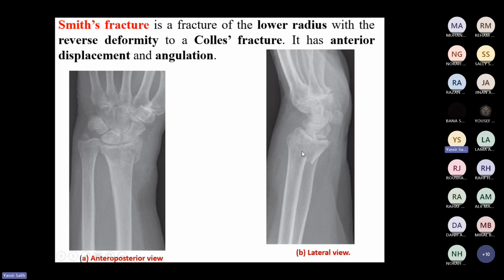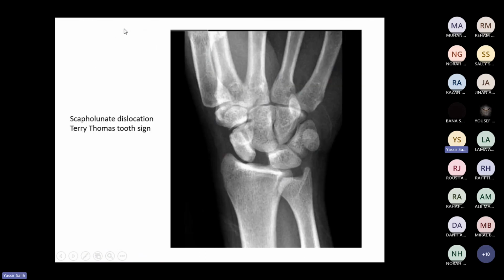To assess the angulation you have to look at the lateral. This is the anterior aspect, the ventral, and this is the dorsal. So this is angulated anteriorly, the distal fragment is angulated anteriorly. So we call it reverse Colles fracture. The opposite of the Colles fracture: the Colles fracture has posterior angulation of the distal fragment, but this is a Smith fracture.